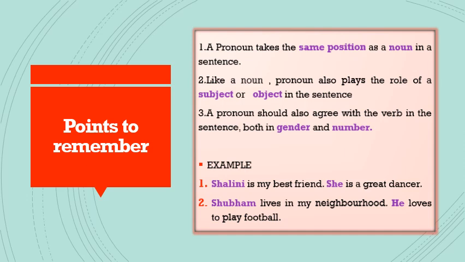So a pronoun should agree with the verb in the sentence, both in gender and number. So in number, we are talking about a single female, a single girl. So here we've used she. In the second example, we're talking about a boy. Again, that is a single person. So Shubham lives in my neighborhood. He loves to play football. I hope this is clear, children.